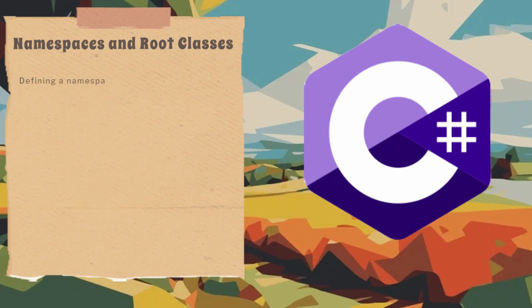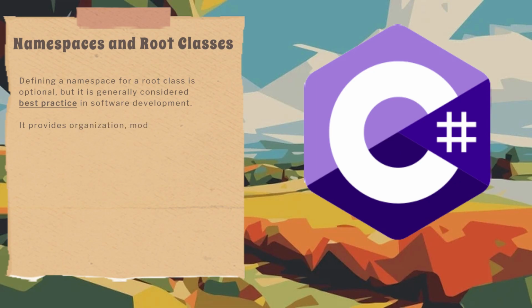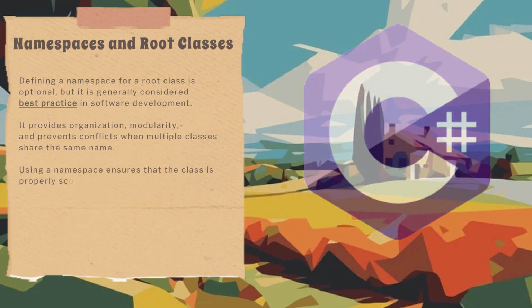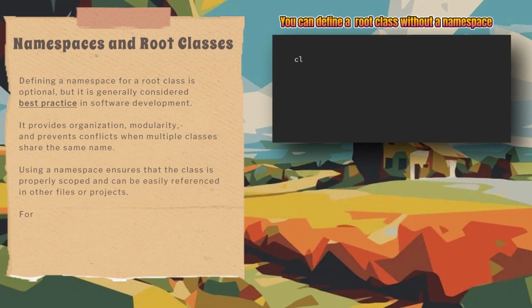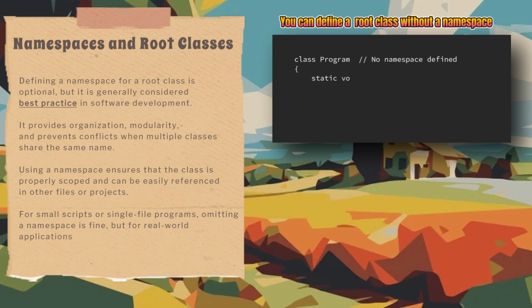Defining a namespace for a root class is optional, but it is generally considered best practice in software development. It provides organization, modularity, and prevents conflicts when multiple classes share the same name. Using a namespace ensures that the class is properly scoped and can be easily referenced in other files or projects. For small scripts or single-file programs, omitting a namespace is fine, but for real-world applications, it's best practice to use one.